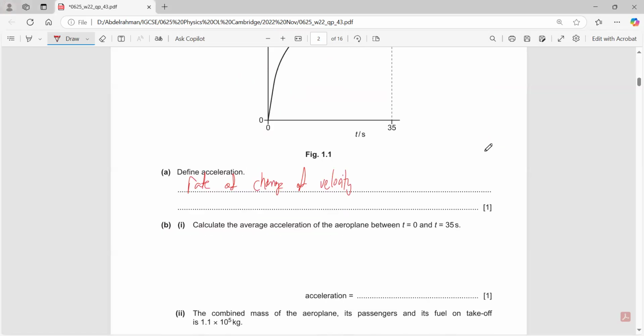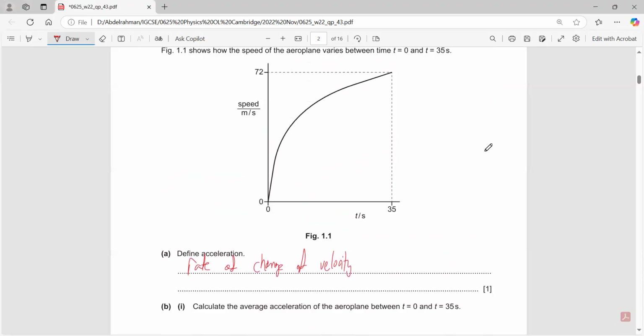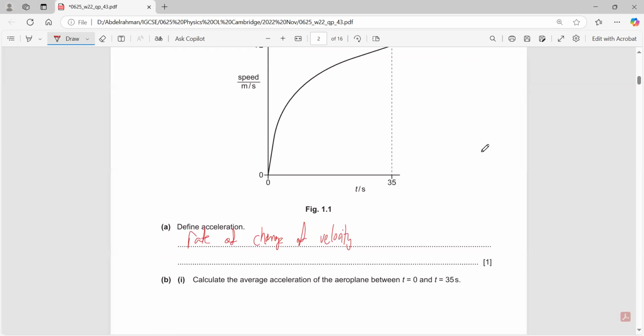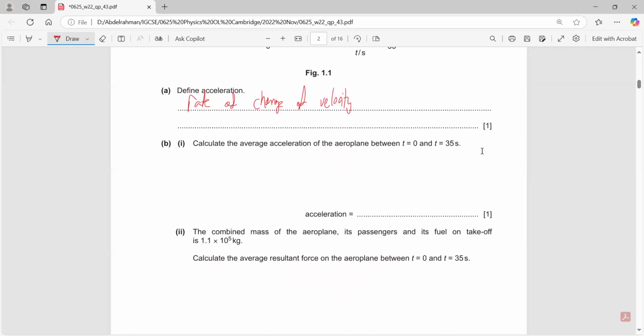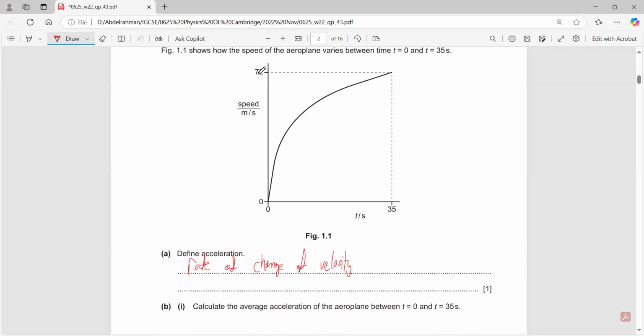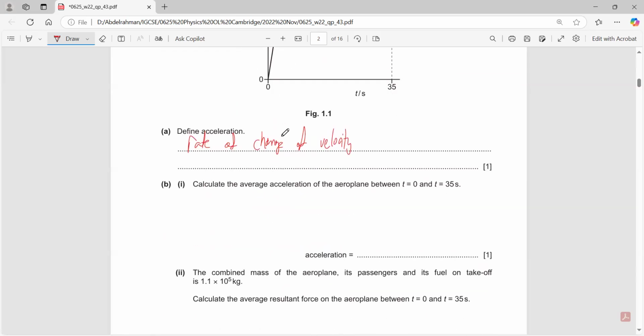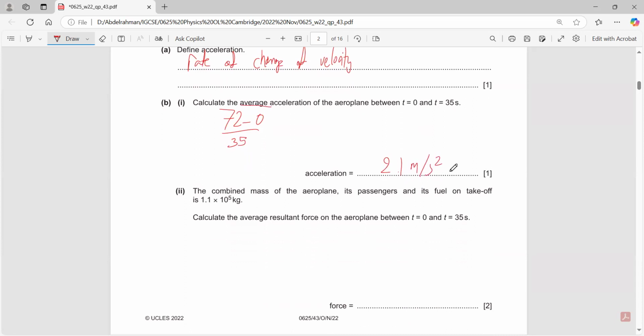Calculate the average acceleration between 0 and 35. What is the average acceleration? So basically, you need to find the total acceleration or the average acceleration. So v minus u over t. That's all you need to do. So the final velocity was 72, the initial velocity was 0, and the time was 35. So 72 minus 0 over 35, which is around 2.1 meters per second squared. That's the average acceleration, the total acceleration of the whole graph.